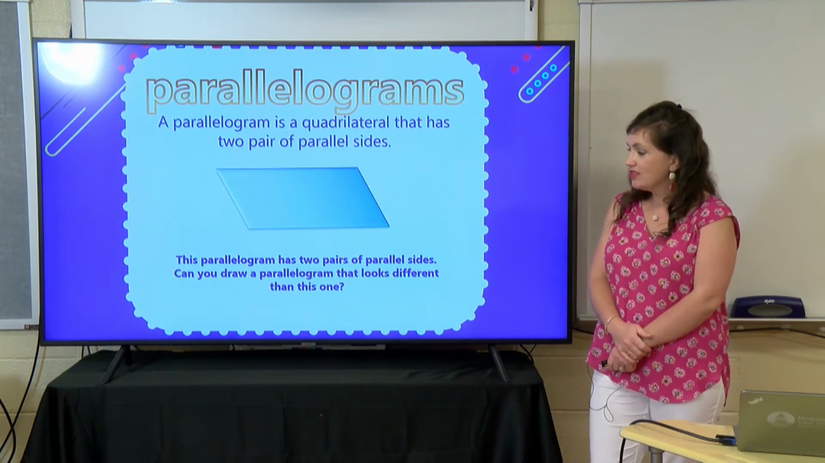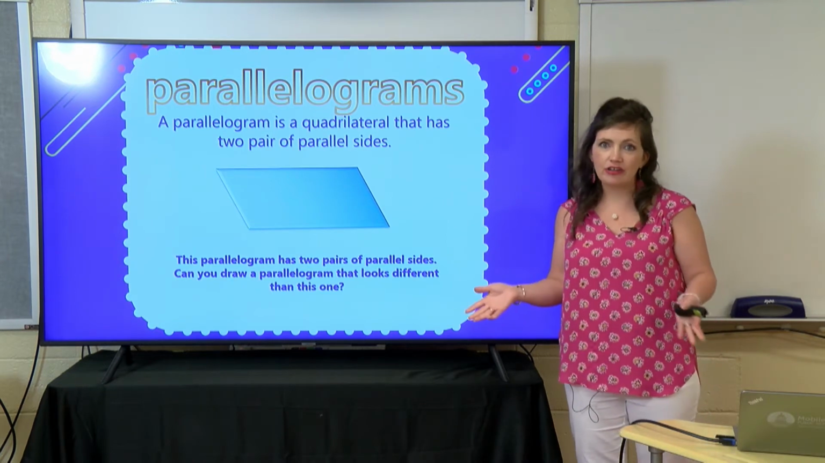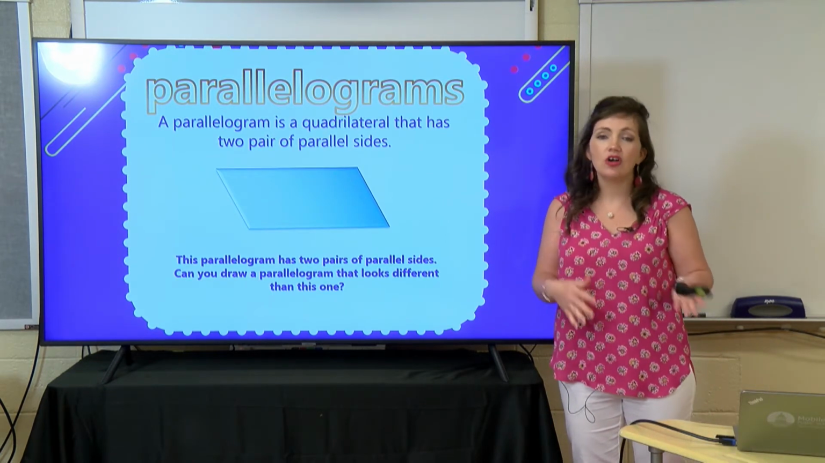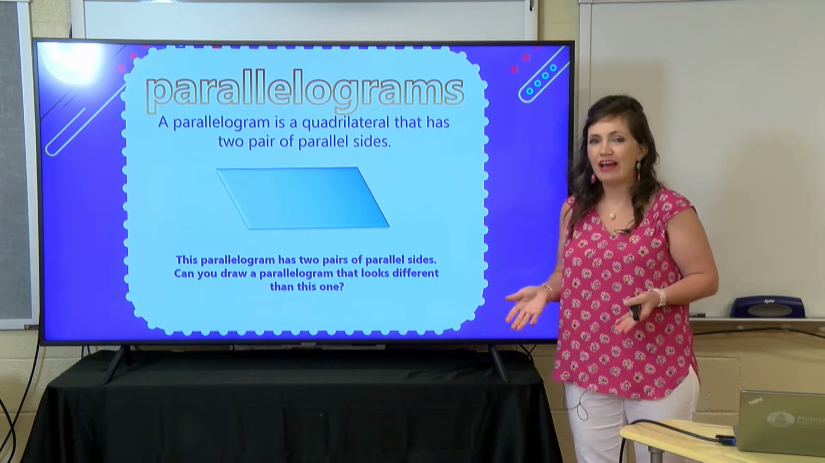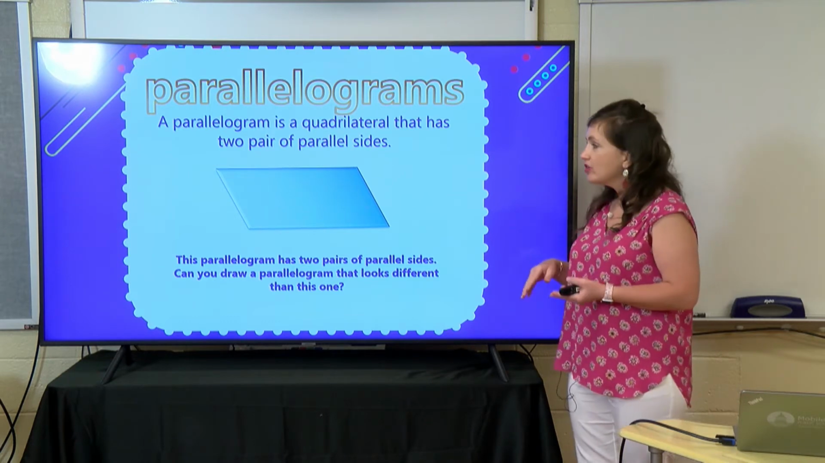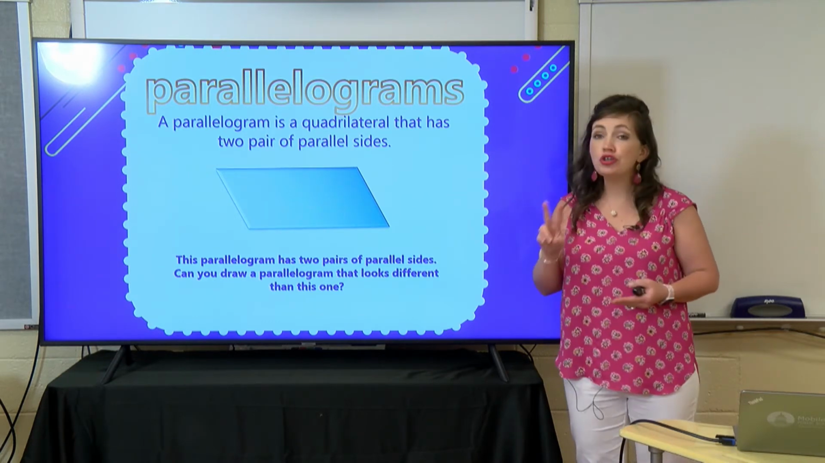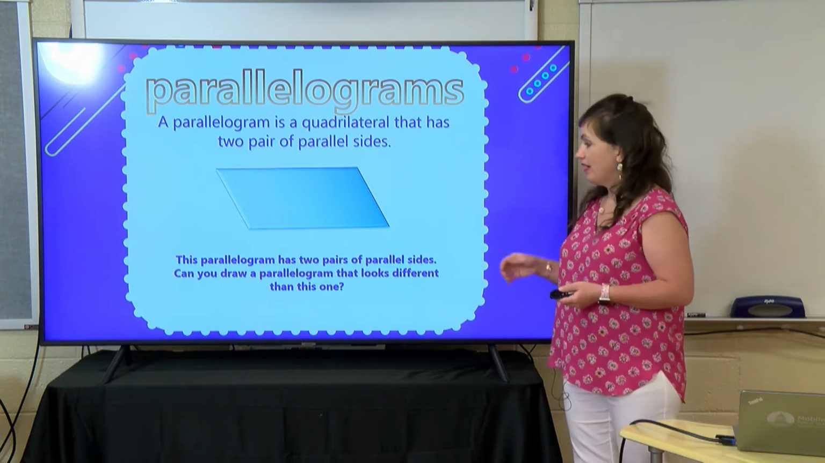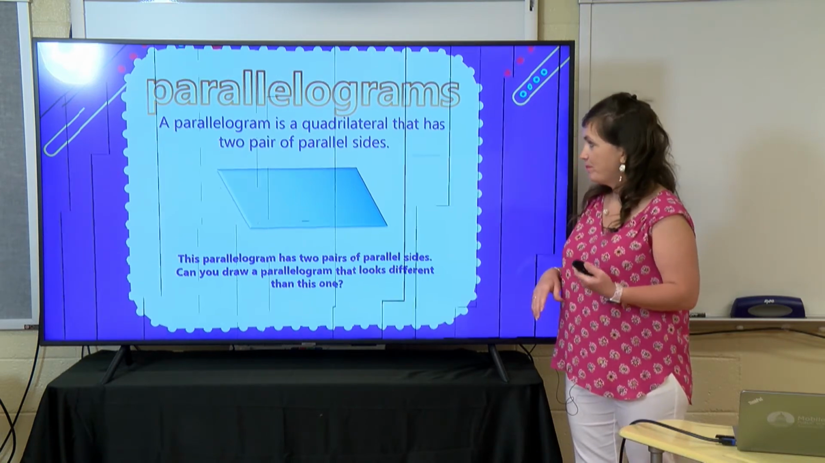So now let's talk about a parallelogram. A parallelogram is also a polygon and a quadrilateral. And a parallelogram is going to have 2 pair of parallel sides.